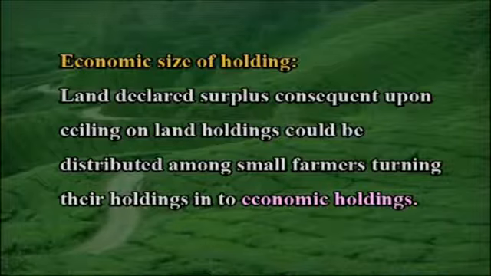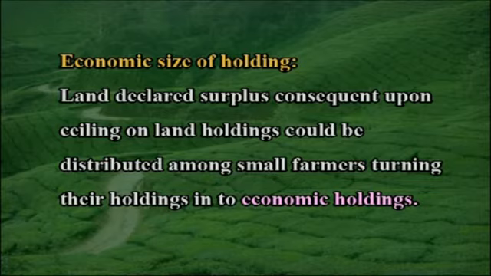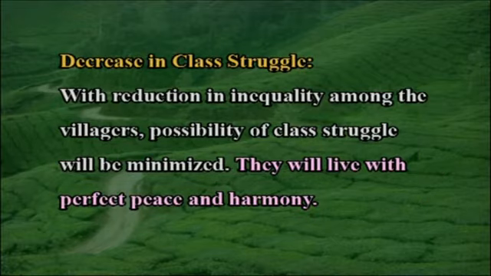Economic size of holding. Land declared surplus consequent upon ceiling on land holdings could be distributed among small farmers, turning their holdings into economic holdings. Decrease in class struggle. With reduction in inequality among the villagers, possibility of class struggle will be minimized. They will live in perfect peace and harmony.